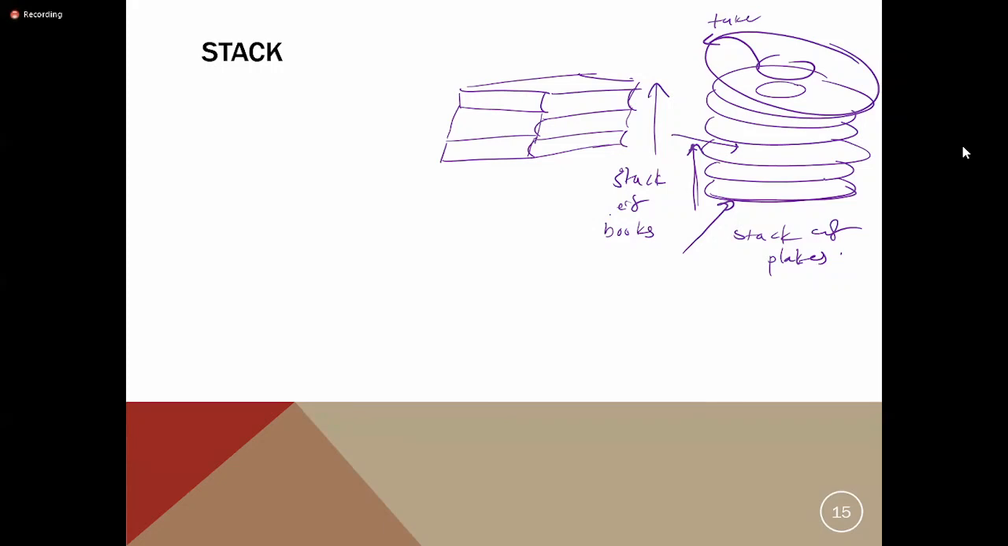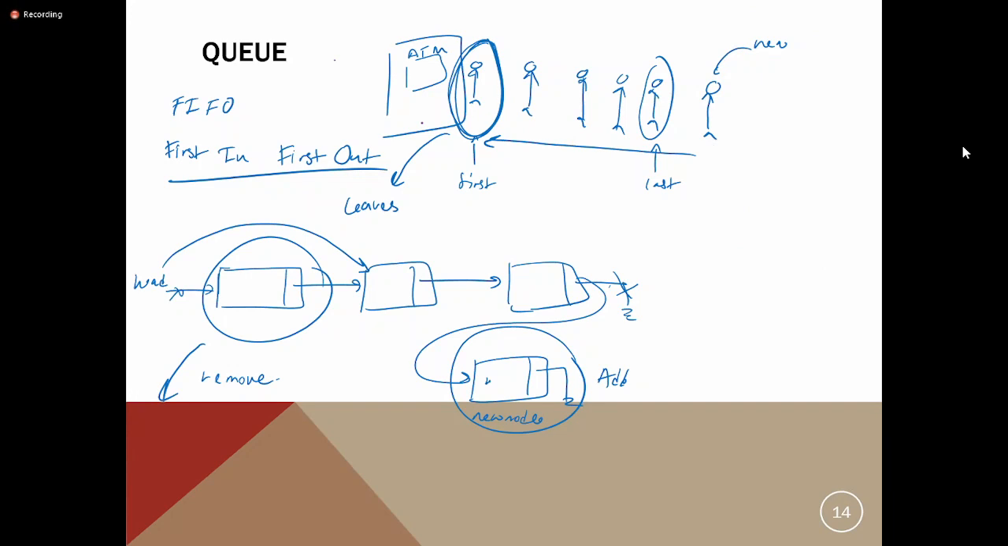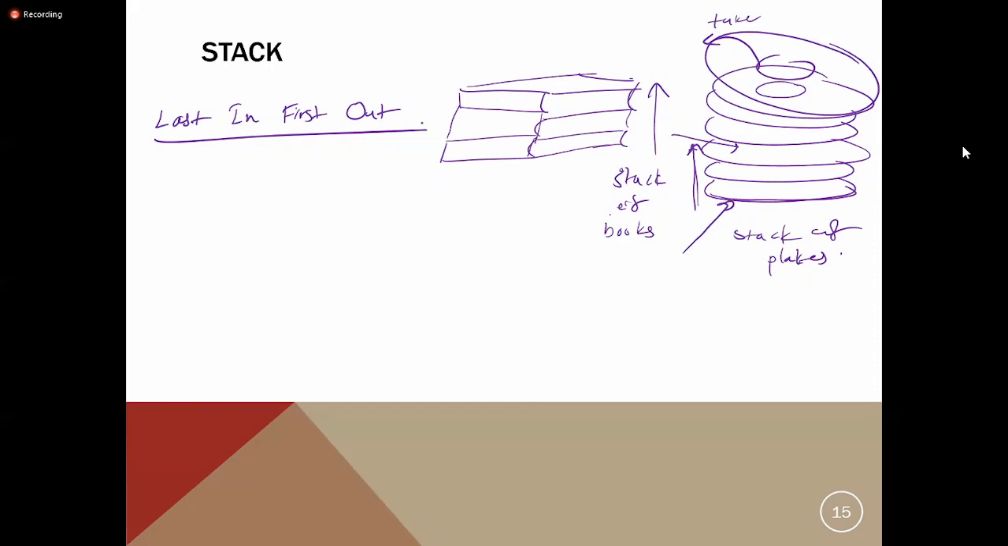Right? So the last plate that we put onto the stack will be the first to go out of the stack. The last that we put in will be the first to go out. So this is a last in, first out data structure. A queue is first in, first out. The first one who comes into the queue will be the first to go out. And in stacks, the last thing that we put in the stack will be the first to go out.